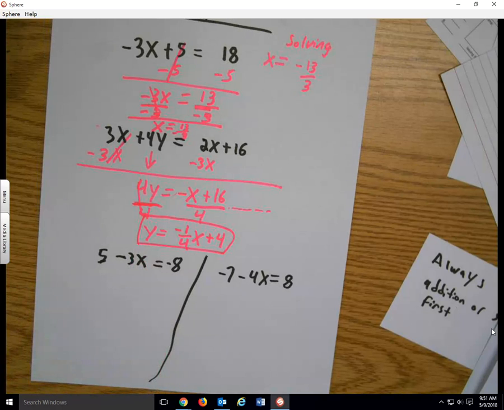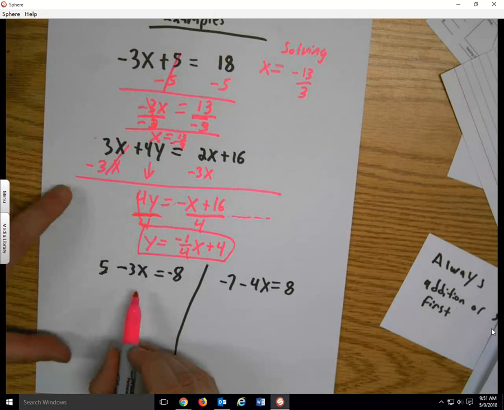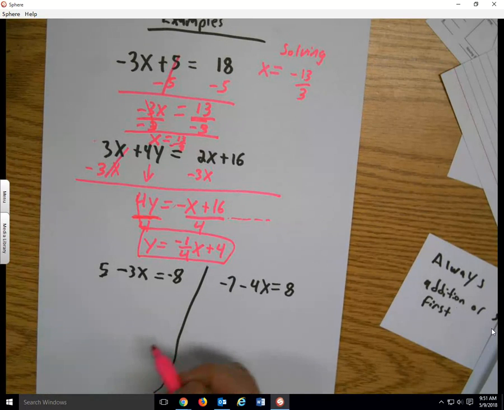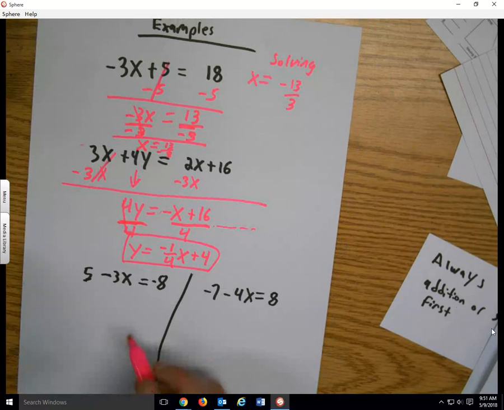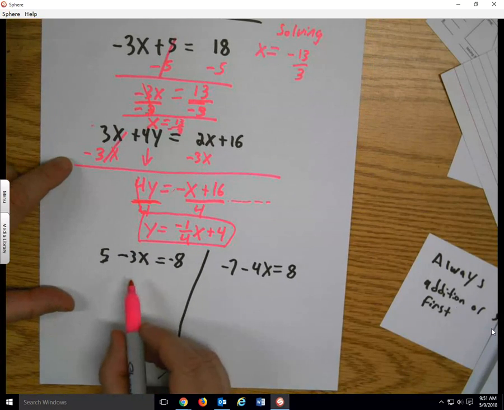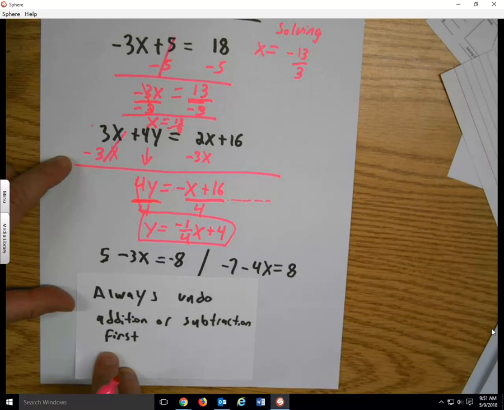Okay, so let's do this one. We'll solve for x. And this is one of the things I think does get confusing, this part right here. And that's why I want to do this problem. This one throws people off. Again, you're trying to solve for x. You always want to undo addition or subtraction first.